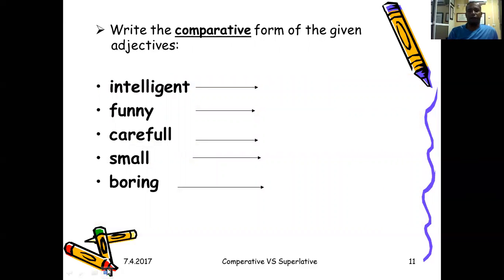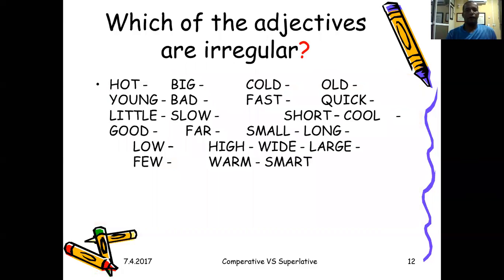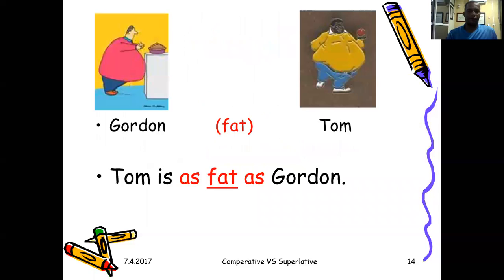Write the comparative from the given adjectives. Okay, you try to write in your notebooks the comparative for the given adjectives. Try to study and put it into practice. Which of the adjectives are irregular? Try to select them and write them in your notebook. In the next class, I'm going to ask you for this. Fat.